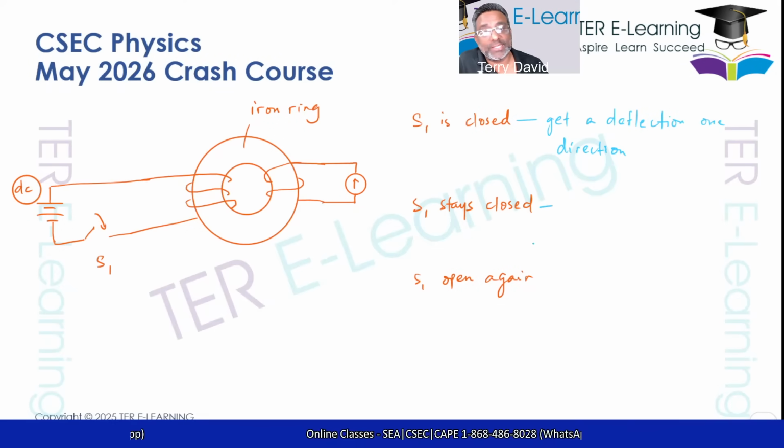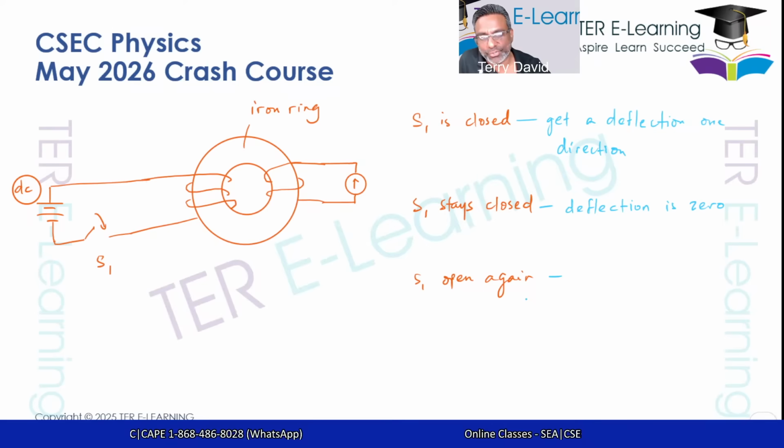When the switch stays closed, the current flowing in the circuit is a steady current. If you have a steady current flowing in the circuit, then you have no change in magnetic field. Therefore, the deflection is zero. It stays at zero. And then when we open the switch, so we closed the switch and left it closed, and the deflection went to zero, you got an initial deflection and then it went to zero. When you open the switch, you're going to get a deflection.